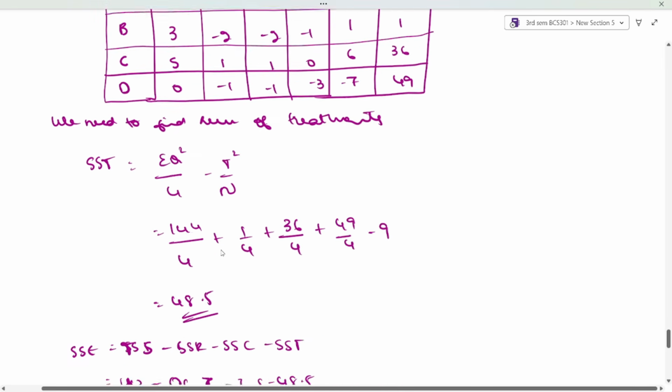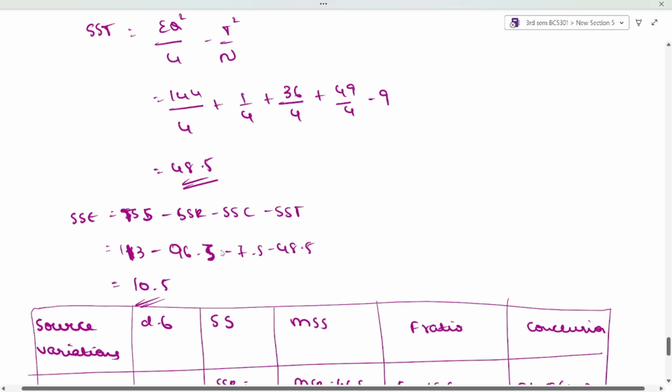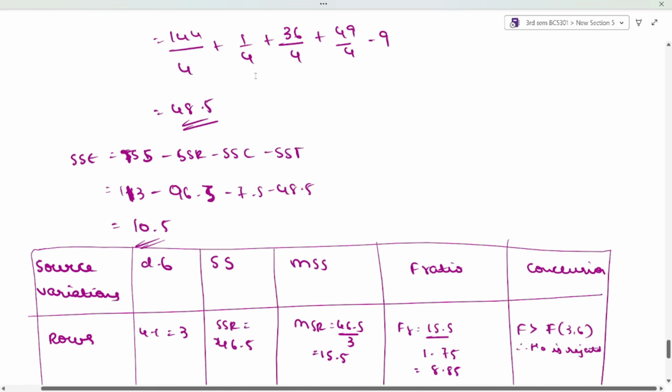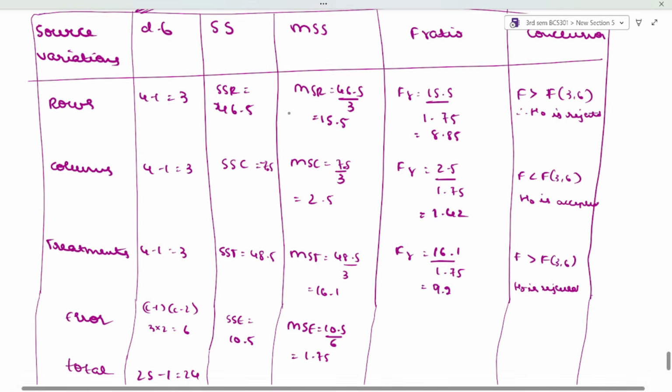Now after that you will find out the value of SST. Again you will have the Q square, that is 144 by 4 and 1 by 4, 3 by 4 and all, minus correction factor 9, and you will find out the SSE also, because you know TSS, SSR, SSE and SST. You will get it as 10.5.